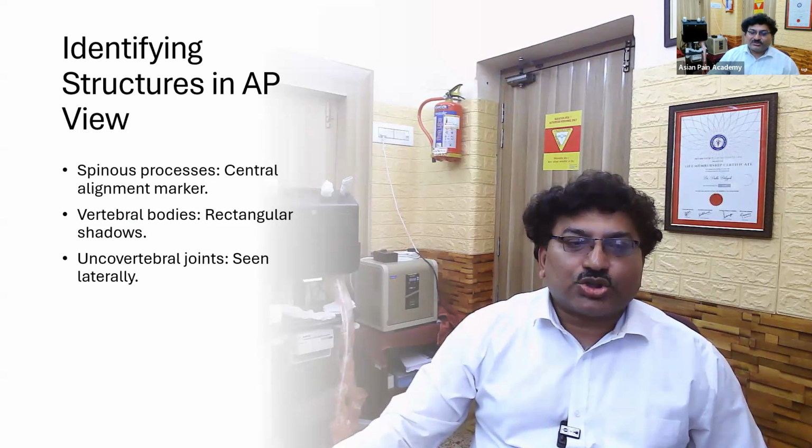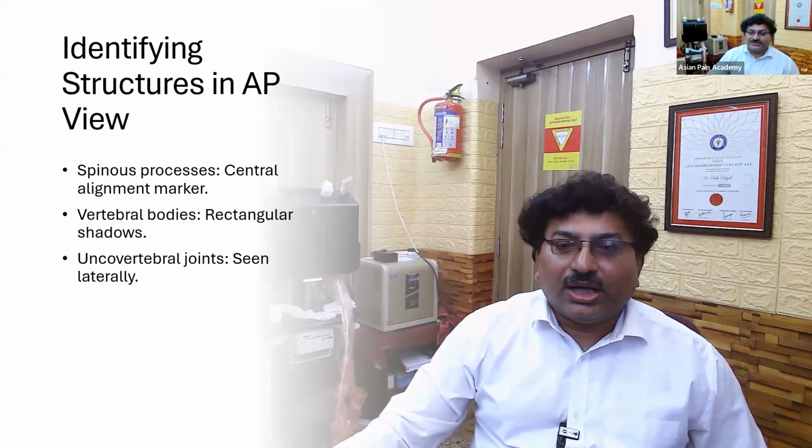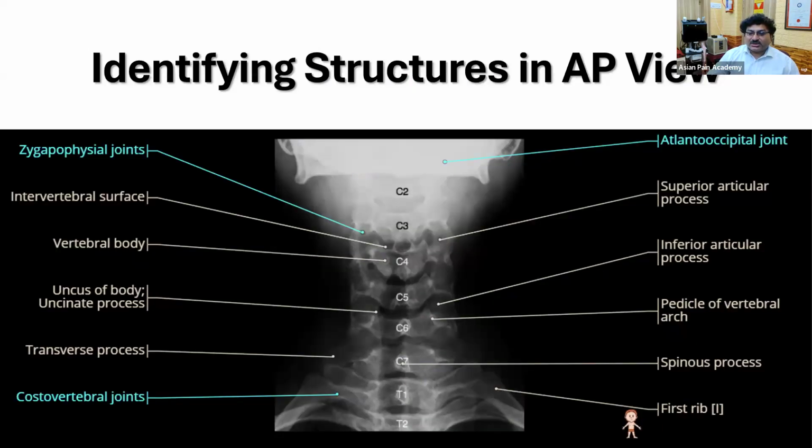So it can show the spinous process, the sternal alignment, the vertebral bodies, the uncovertebral joints and everything. So let us see what structures we can look at in the AP view. One thing you should remember: in the cervical spine, the outermost structure that we see in the bony tissue is not the vertebral body. In other areas of the vertebral column, the spinous and transverse processes project, but if you see a continuous line in the lateral part, they are the vertebral bodies.